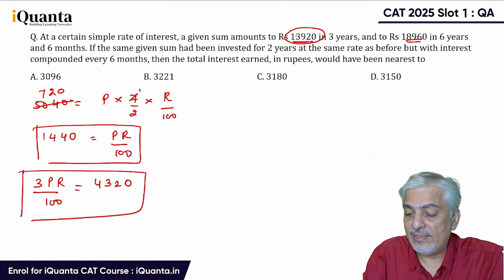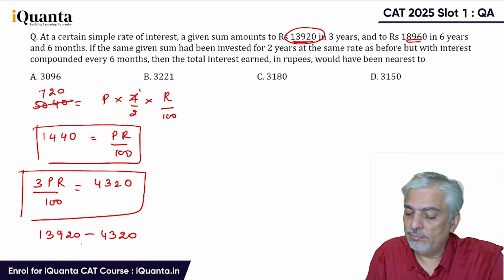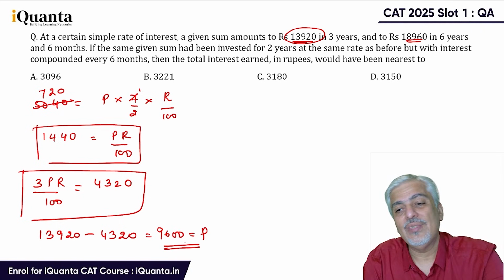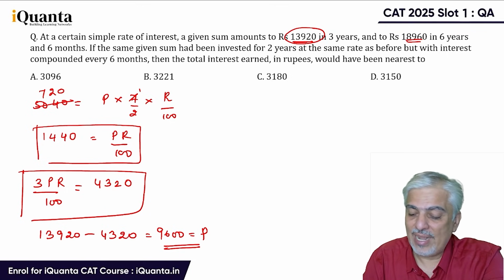So if I subtract this from 13,920, 13,920 minus 4,320 gives 9,600. That 9,600 becomes my principal. So the principal is 9,600.